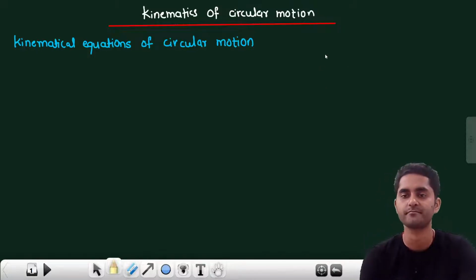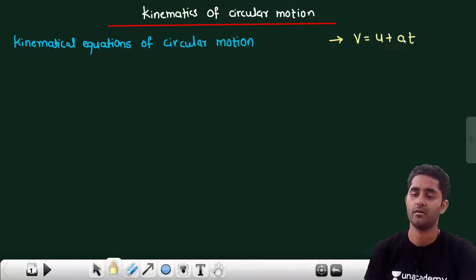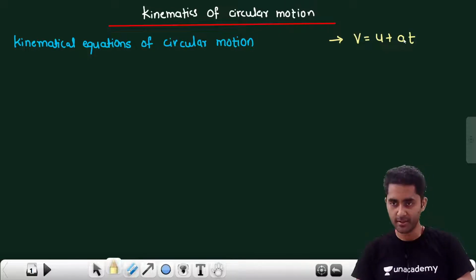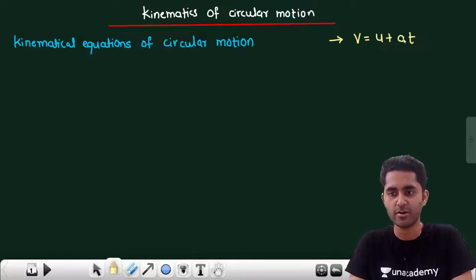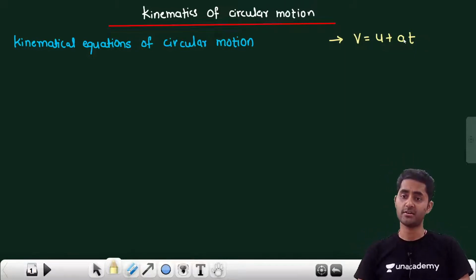Linear motion. Well, three kinematical equations we had studied. V is equal to u plus at, if you remember. Here v is the final velocity, u is the initial velocity, a is acceleration, and t is time.